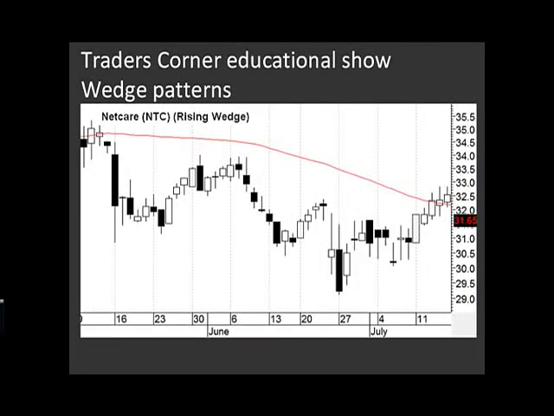And then, a rising wedge. Here's an example of a rising wedge in Netcare. So the stock was trending down. You can see your 50-day moving average pointing to the downside. You get this rising wedge structure, which forms as a consolidation within that downtrend. You look for a move back to the previous low when that rising wedge breaks to the downside. And here you've got your entry on the break below the rising wedge, your stop loss above the highest point, and then your target is back to the prior low as a minimum target.